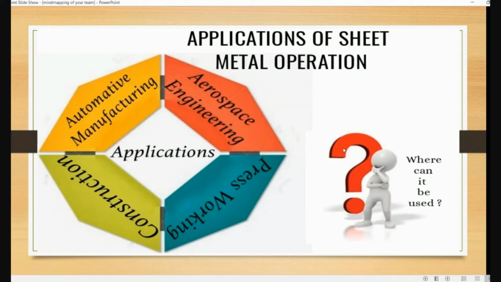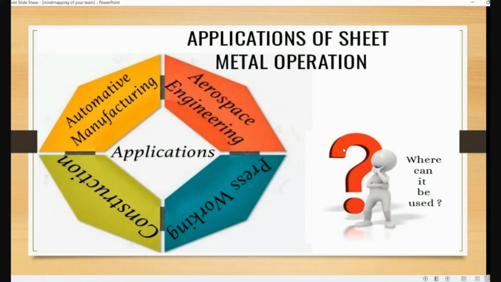The next one is construction. Applications for sheet metal operation within construction include pipelines. Metal pipeline tubes are manufactured using either hydraulic or electric resistance processes depending on the desired shape. A new method called air forming has recently become popular because it allows for the production of seamless pipes.